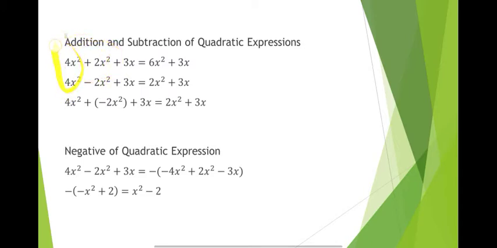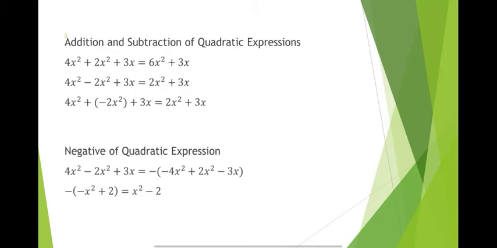So 4x squared plus 2x squared, there will be 6x squared. And as for the 3x, you cannot do anything about it. So just leave it like that. So 6x squared plus 3x is the simplest expression that we can make from this.